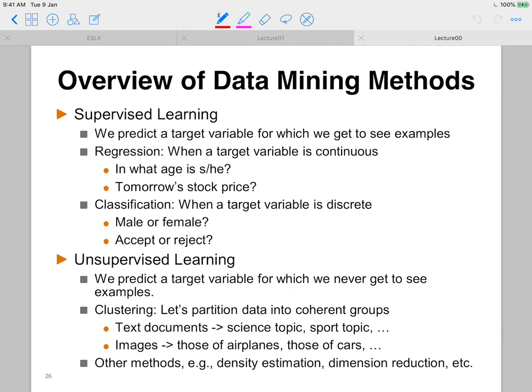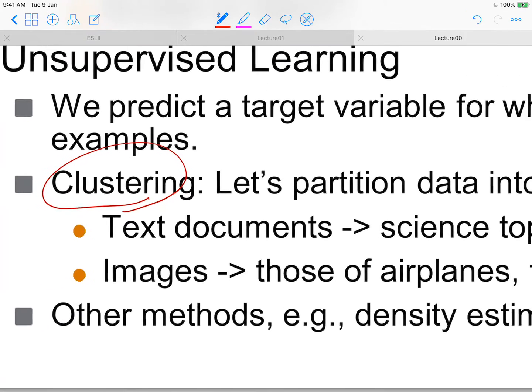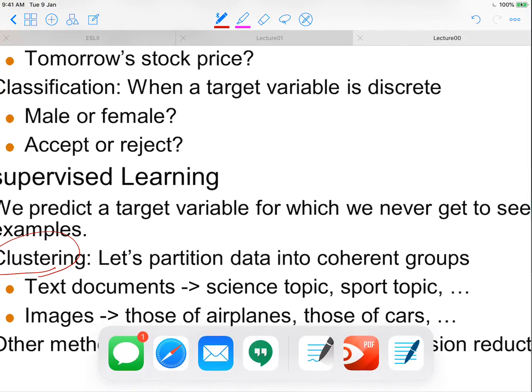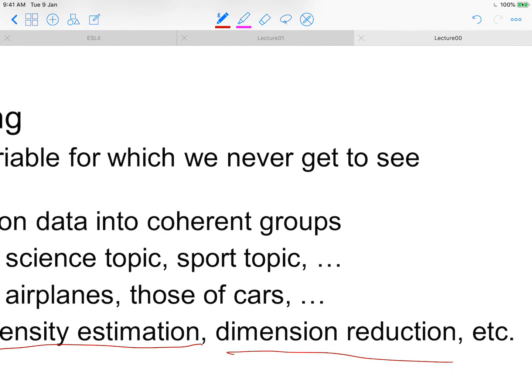So in terms of types of data mining methods, of course we have supervised learning and unsupervised learning. In the case of unsupervised learning, we know clustering is one representative type of method, but density estimation and dimension reduction are also viewed as unsupervised learning.